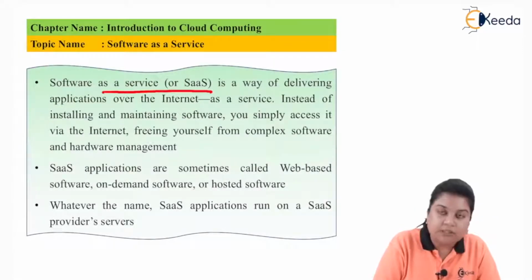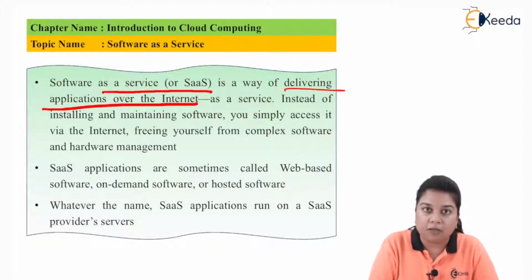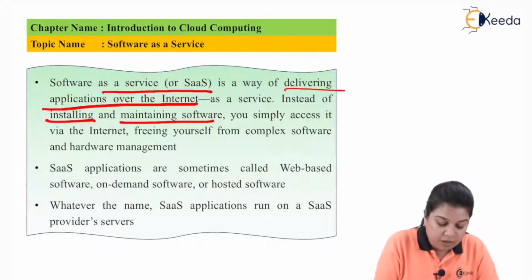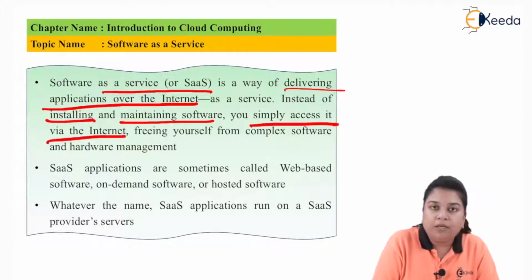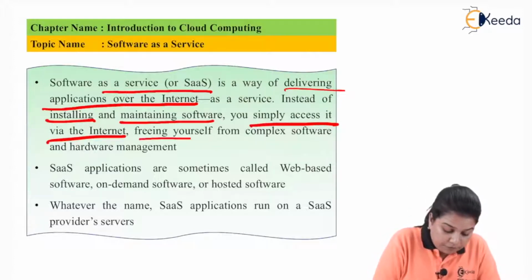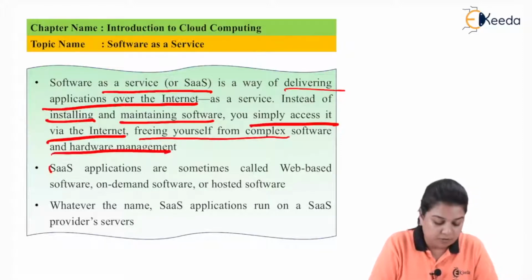Software as a service, or SaaS, is a way of delivering applications over the internet as a service. Instead of installing and maintaining software, you simply access it via the internet. Say, for example, we use Google Docs. Now, instead of installing Microsoft Word, we can go over the internet and use Google Docs and work over there, freeing yourself from the complex software and hardware management.